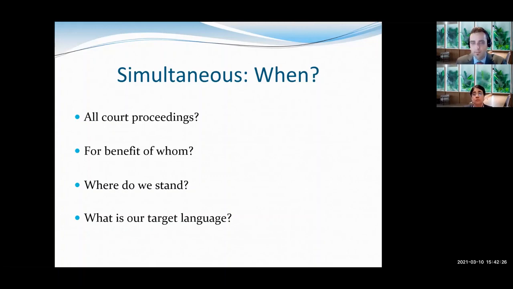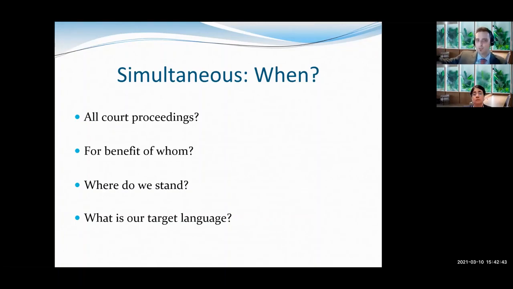On the other side of that, it's actually been proven through several studies, through several analyses, that if done correctly, consecutive interpretation in those situations where the LEP has to speak is actually much more accurate than simultaneous.